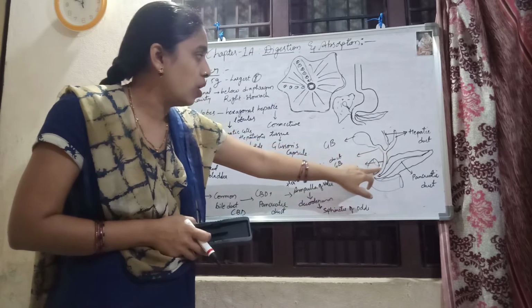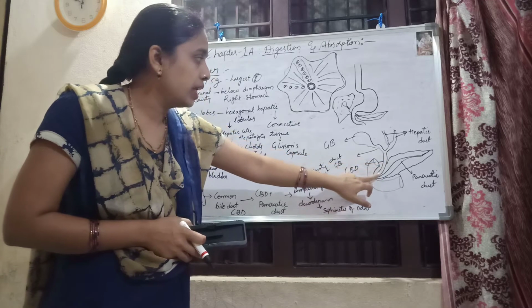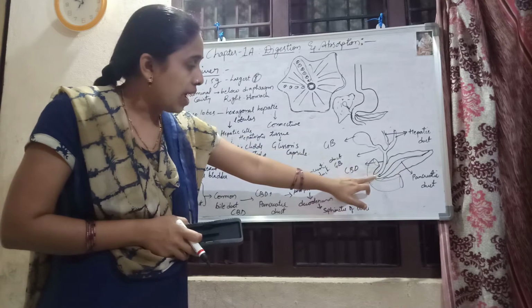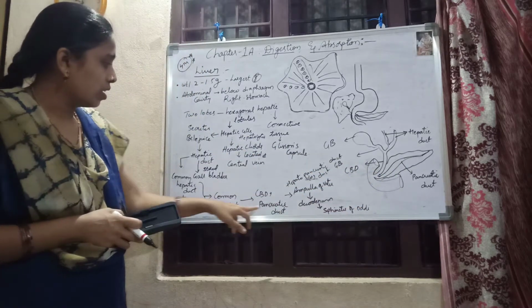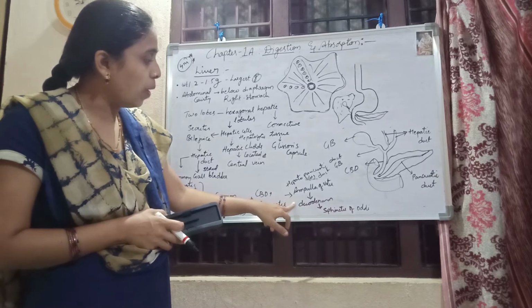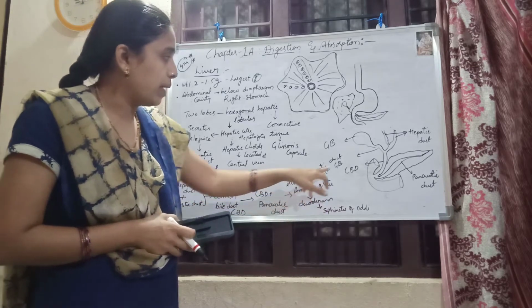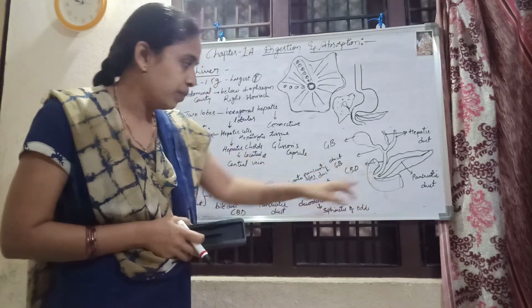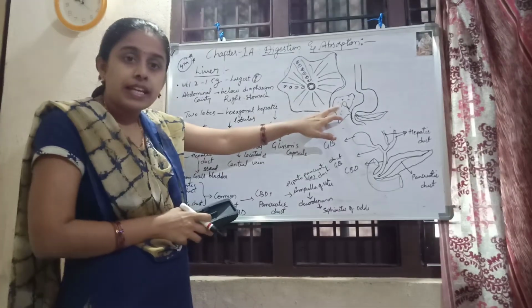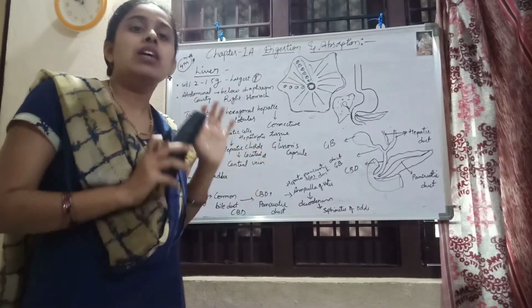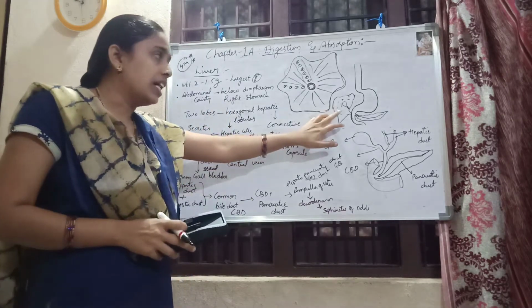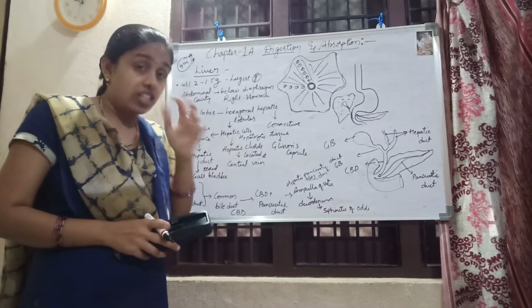It connects to form the common bile duct, which joins with the pancreatic duct. The common bile duct and pancreatic duct join to form the ampulla of Vater, or hepatopancreatic duct, which opens into the duodenum. Once again, bile is a juice, a secretion of the liver, and the liver plays a very important role in the digestion of fat.